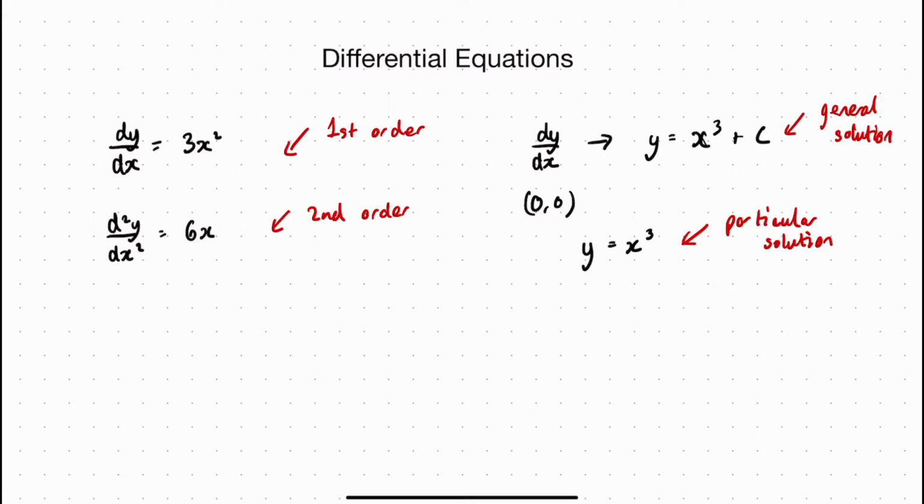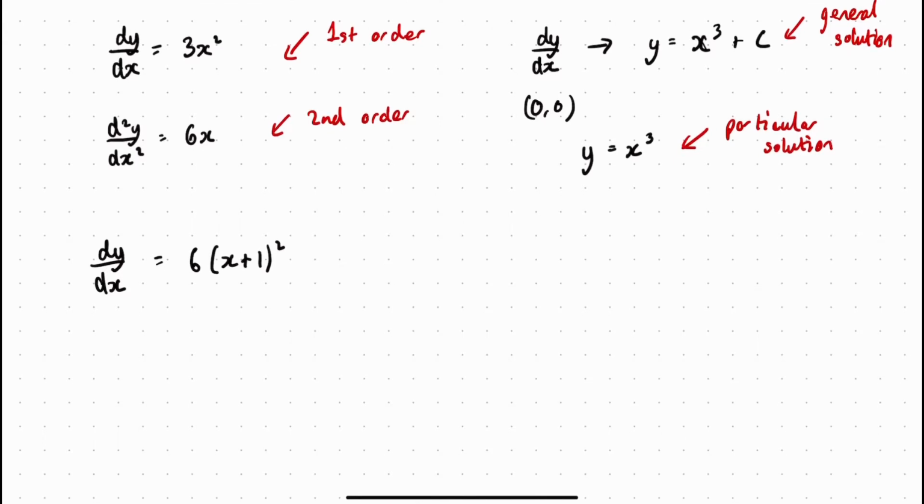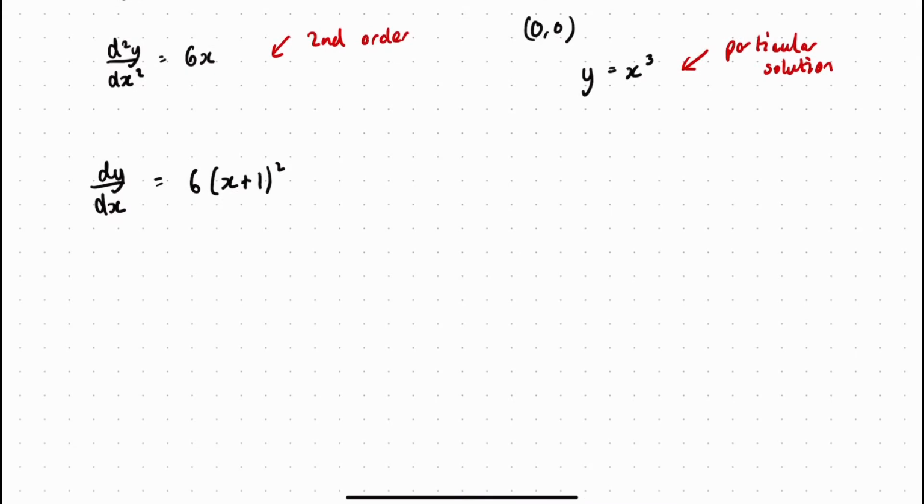So, we've been going from first order differential equations to general solutions and particular solutions since P1. But let's see what we're actually doing when we do that. If I have another equation, dy by dx is equal to 6 lots of x plus 1 squared, and I'm taking this to its general solution or its particular solution, what I am technically doing is integrating both sides of the equation with respect to x. So I'm integrating dy by dx with respect to x, and I'm integrating 6 bracket x plus 1 squared also with respect to x.